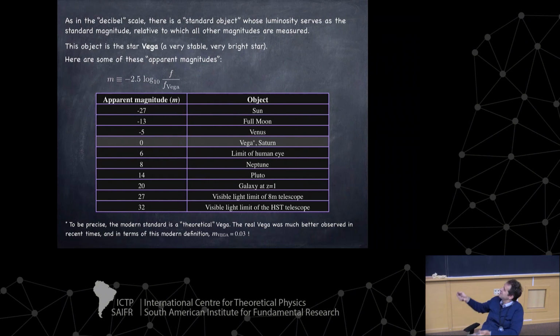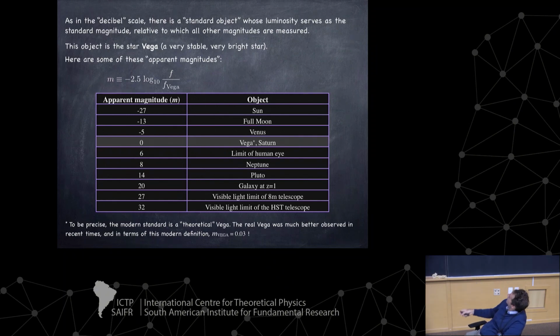Of course, nobody looks at the sun itself, but the full moon is still very bright. Venus is 5 magnitudes brighter than Vega. Vega itself, of course, is approximately the same magnitude as Saturn, so it's a bright star, as you know. Now, the limit of the human eye is a magnitude of 6. Neptune is 8. Pluto is 14. A typical galaxy, what we call an L-star galaxy at redshift 1, is about 20. The visible light limit of an 8-meter telescope is about 27. You cannot see anything fainter than 27.